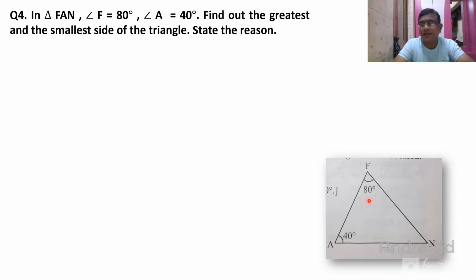So see, this is the 80 degree. The side opposite the 80 degree angle is greater because it is the greater angle. 80 plus 40 is 120. The sum of the angles of a triangle is 180. 180 minus 120, what remains? 60. So angle N is equal to 60. So which is the greater angle? 80 degree is the greater angle, so the opposite side is greater. Then N is 60 degree. The opposite side FA is greater than this FN.